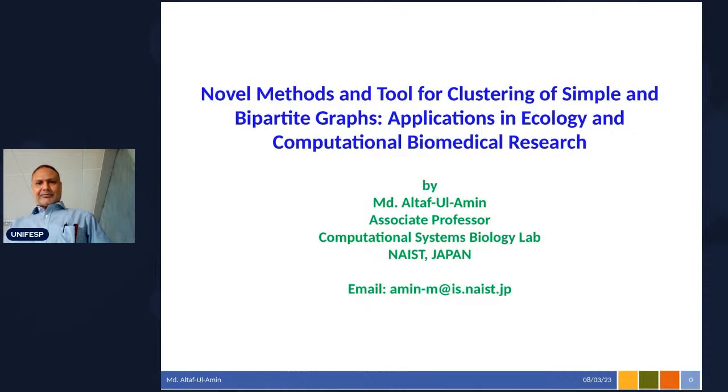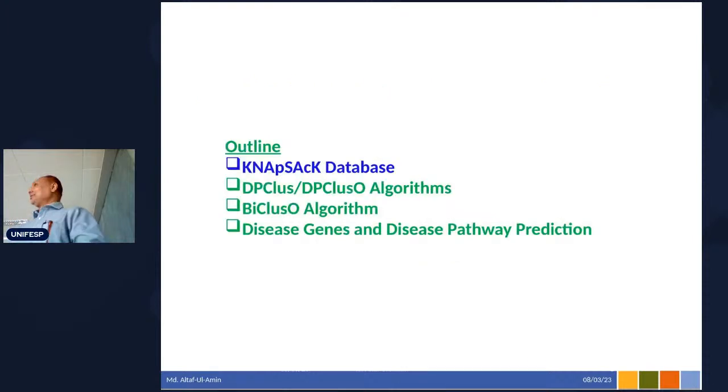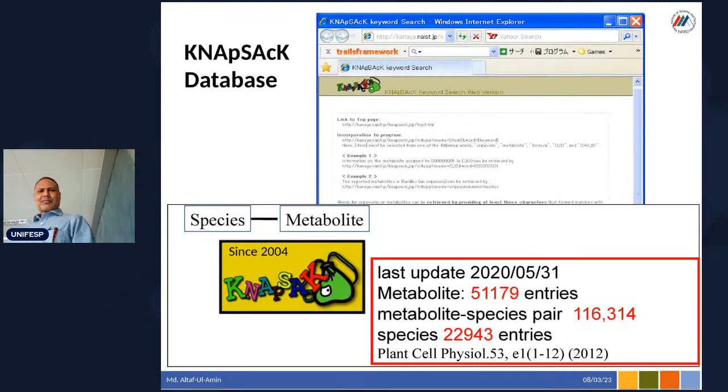So to do that, first I will talk about a database, the KNApSAcK database. This database we created in our lab, and this is a natural product database, so it might be interesting to the students of pharmacology. And the concept of the KNApSAcK database is very simple. We try to accumulate information about species and metabolite relations. That means which species produce what type of metabolites. So metabolites, sometimes we call them natural products also.